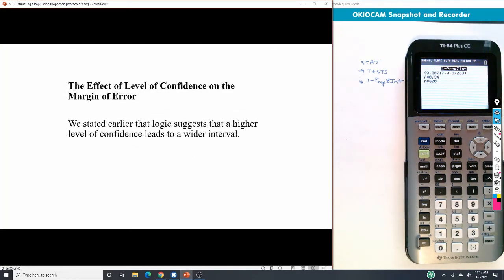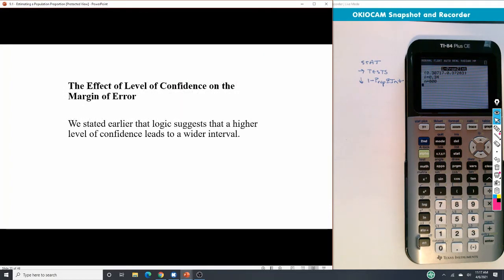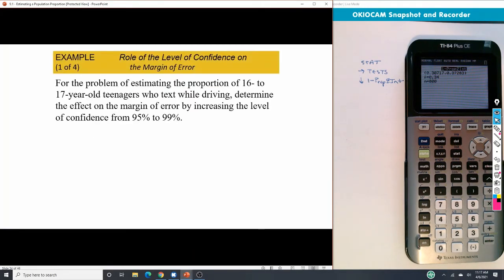All right, now, earlier, that logic suggested that a higher level of confidence leads to a wider interval. So we always want to remember that. If we have a pretty high level of confidence, so we were talking about 95, if we went to 99, it would be even wider. And so that's what they do here in the next problem.